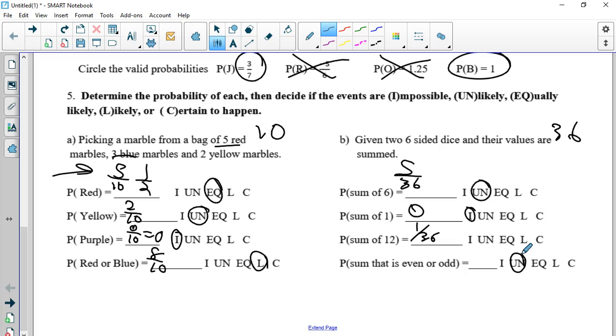I did circle the wrong one. So what I'm going to do is I'm going to move this up here and do that. Because that's what I meant to do. All right. You're the star tonight.